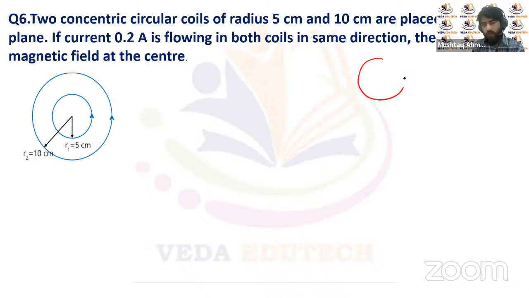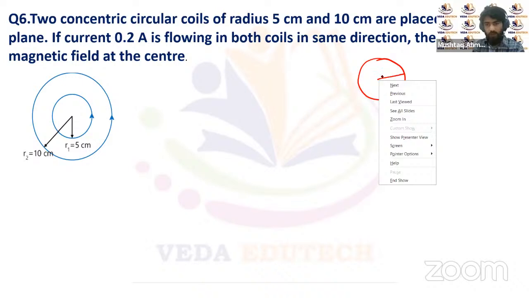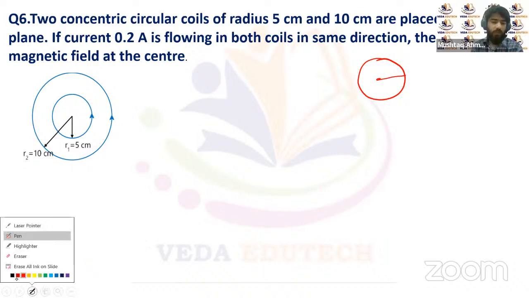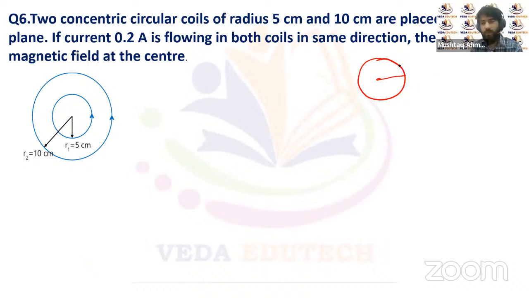Let's suppose this is the current carrying loop. First of all, we'll try to find the magnetic field due to this current carrying loop. Let's suppose the current through this loop is I. Now let me take a current element here. Let's suppose dl vector is the current element here. The current flowing through this dl element is I. Now we can see the direction of this dl element will be tangential to this circle.